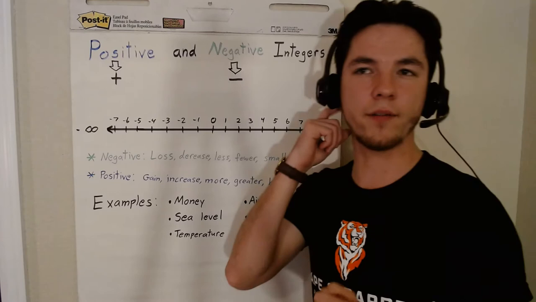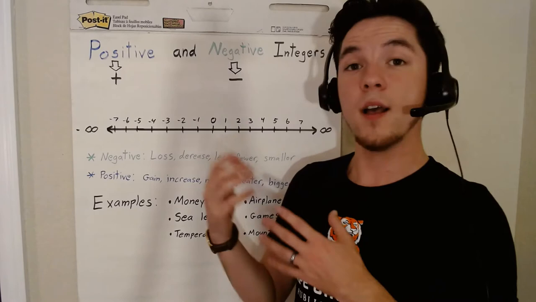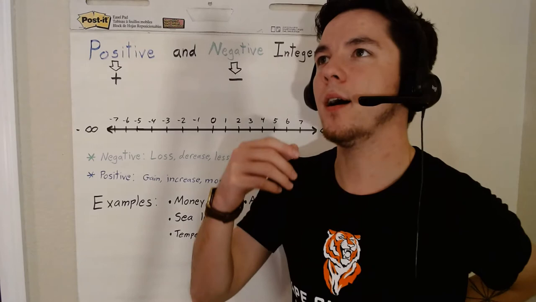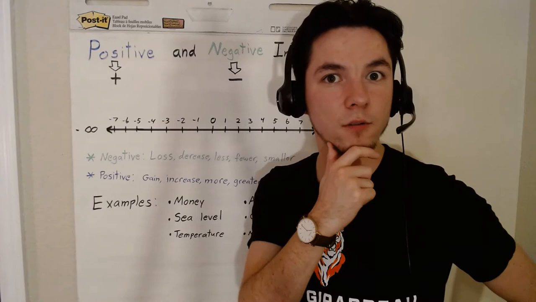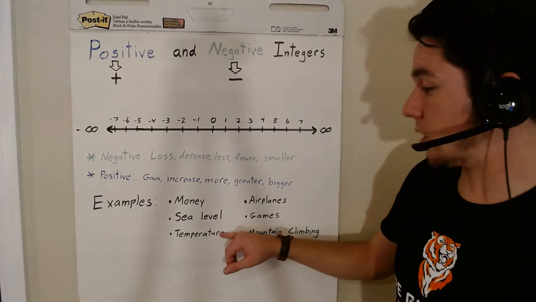So if you have a submarine, you're swimming around under the sea, that's a good keyword. That would be a negative integer. So what integer would represent a shark swimming at 50 feet below sea level? Negative 50 feet.